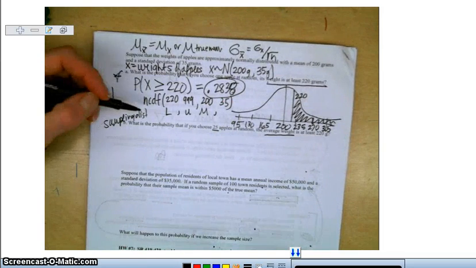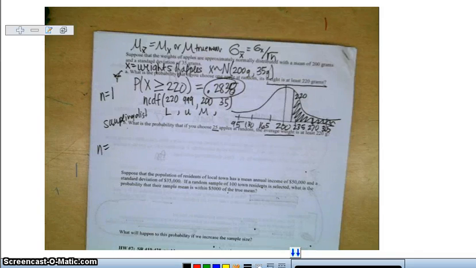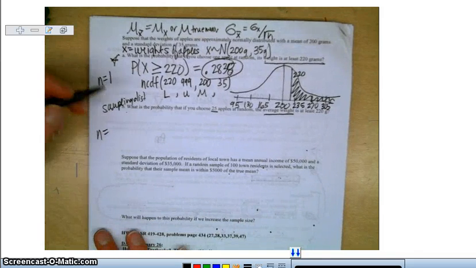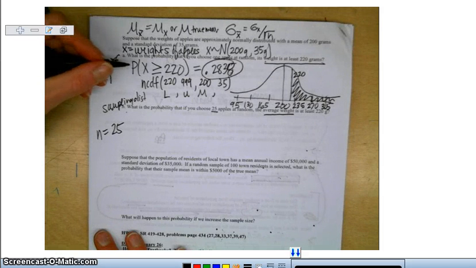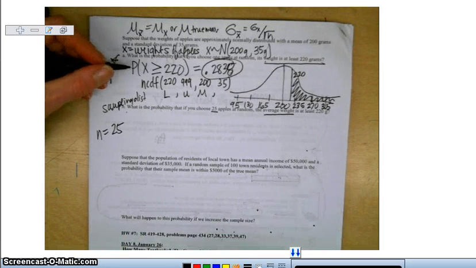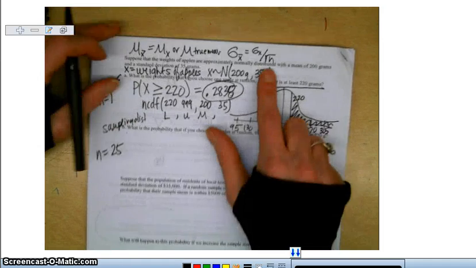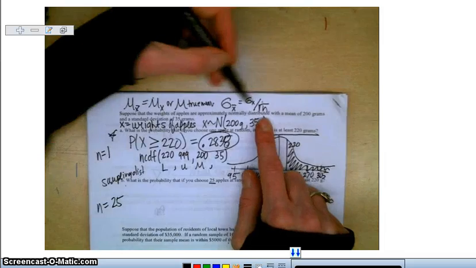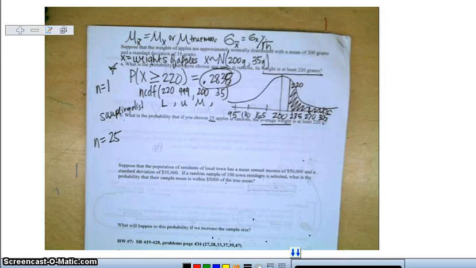So this time, what's n? This is the major difference. This is really the only difference. What's n this time? 25. Then do we have to adjust our mean and standard deviation? Really, what's the only part of the formula that involves n? Standard deviation.